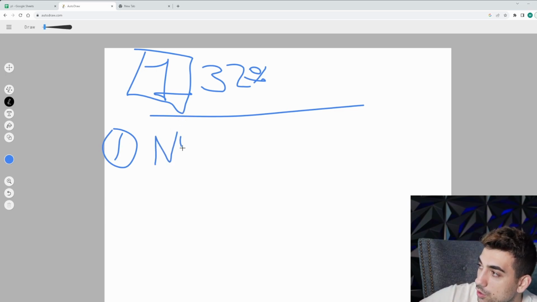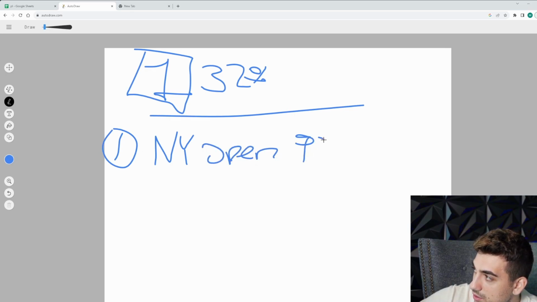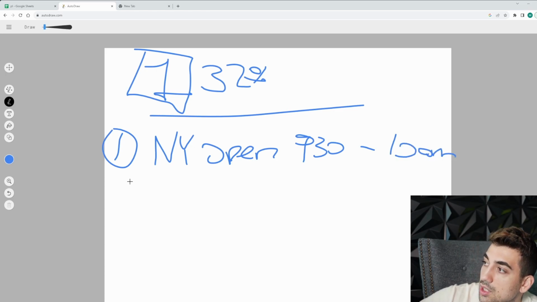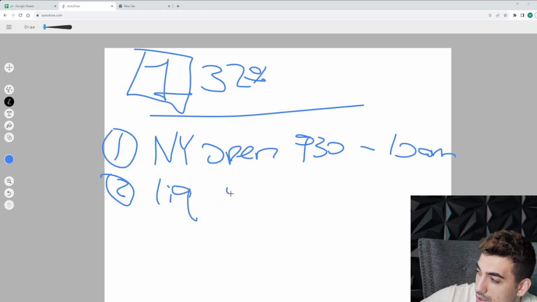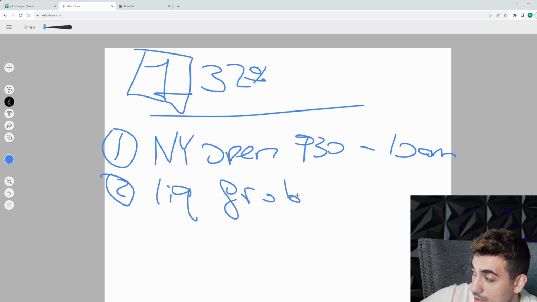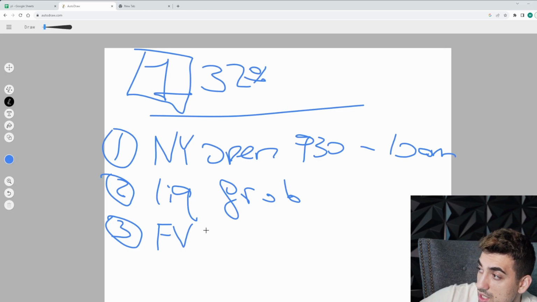So always trade the New York Open between 9:30 and 10 a.m. Number two, it needs to grab liquidity. Liquidity needs to be grabbed, and I will show you an example later, one that I took today. Three, a fair value gap needs to be created. And lastly, it needs to be in the golden pocket. So these are the requirements.